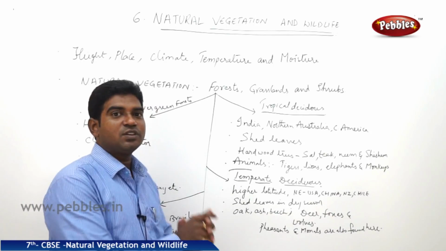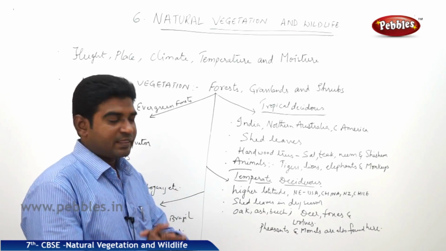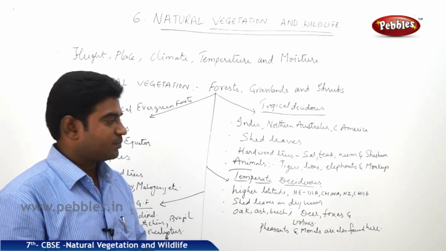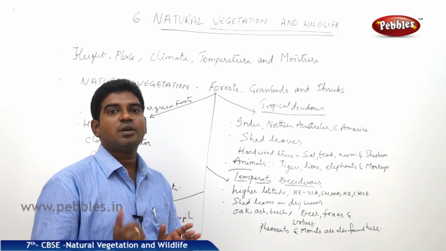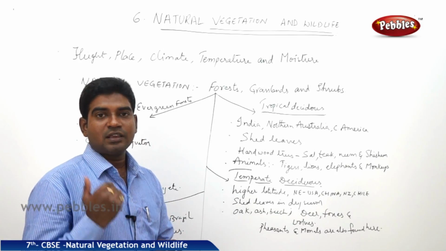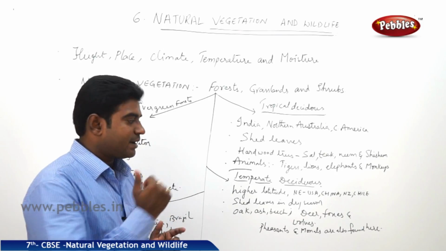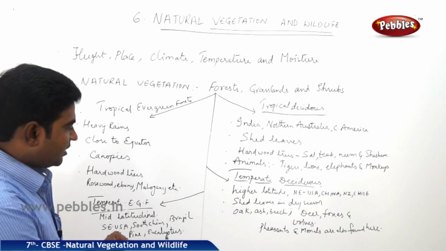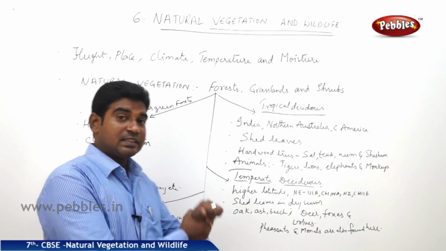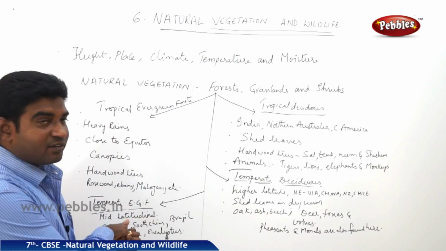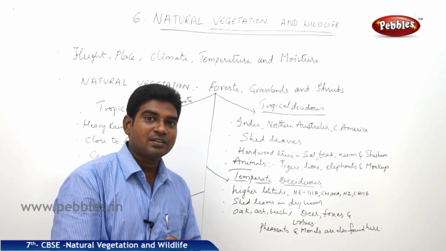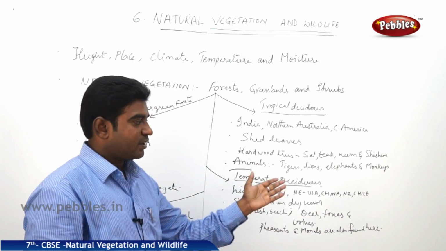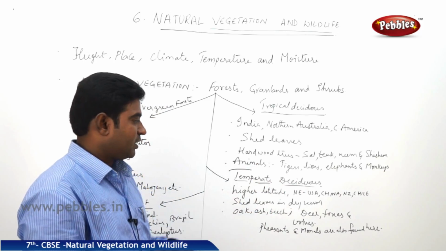Coming to the temperate deciduous forest, in the temperate zone, it is located in the higher latitudes, meaning the degree of latitude is going up. It is located similarly to the temperate evergreen forest. Parallel to that, in the southeastern part we have the temperate evergreen forest. In the northeastern part we have the temperate deciduous forest of the United States, China, New Zealand and Chile.